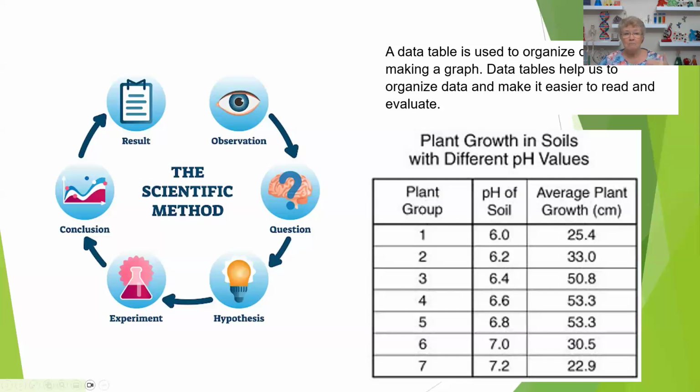Looking at this right here, somebody give me a conclusion. What conclusion would you draw based on this graph? Just a quick look and you can come to a conclusion. We're growing soil in different pHs.